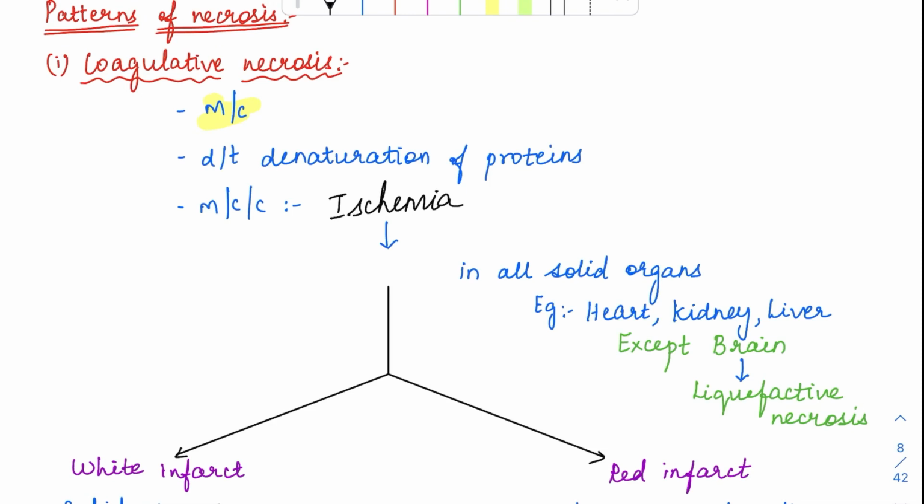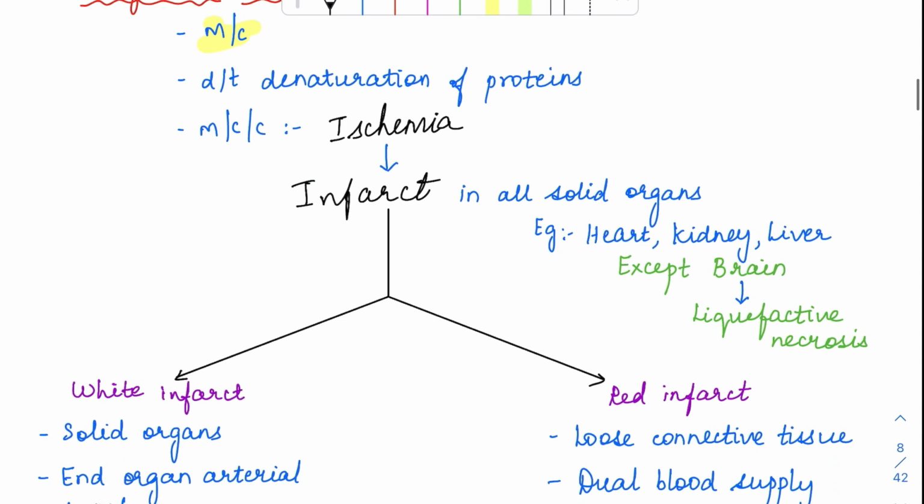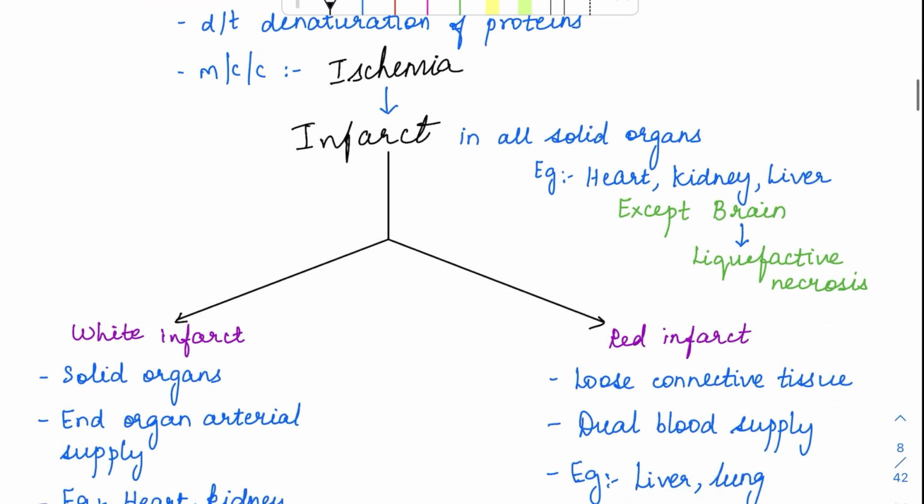Whenever ischemia is there, that is loss of blood supply, it is going to produce an infarct in the area. The area which the blood vessel is supplying is going to undergo infarction. That is called an infarct, and these infarcts are classically seen in the solid organs. Solid organs like heart, kidney and liver will undergo coagulative necrosis in response to ischemia.